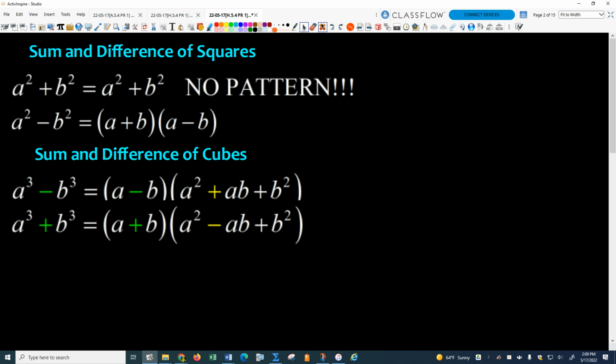Now remember that when you use the sum and difference of cubes patterns, the trinomials are always irreducible. Meaning they're never going to factor, so don't try. They're never going to factor. That's an I. And they're always going to yield complex conjugate zeros.